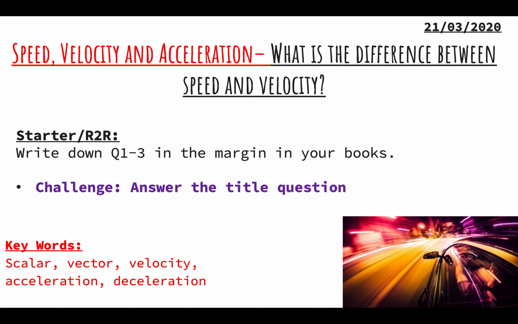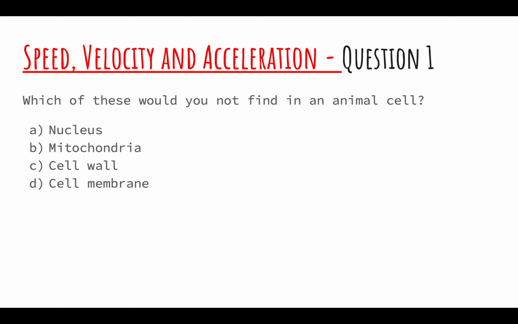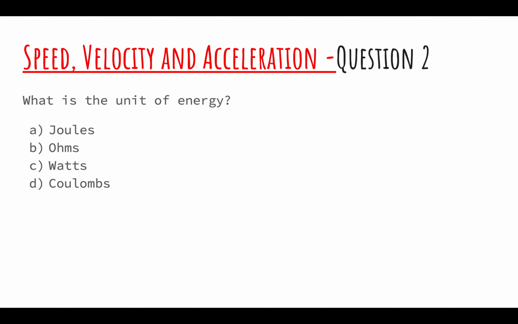Okay, so first question. A bit of biology revision. Which of these would you not find in an animal cell? Is it a nucleus, a mitochondria, a cell wall, or a cell membrane? Have a little think about that one. Lovely. All right, next one.